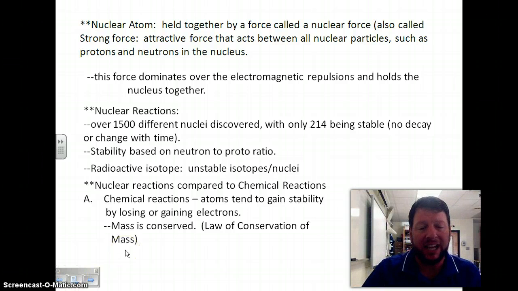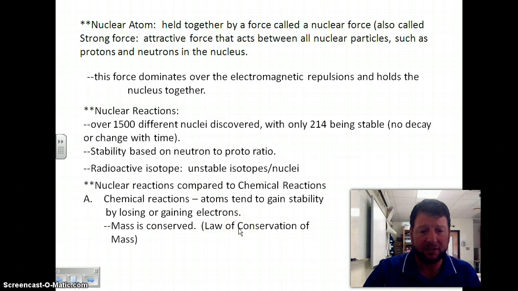Chemical reactions involve atoms tending to gain stability by losing or gaining electrons. Okay? Mass is conserved. In other words, mass is neither created nor destroyed by ordinary means. That is what the law of conservation of mass is.